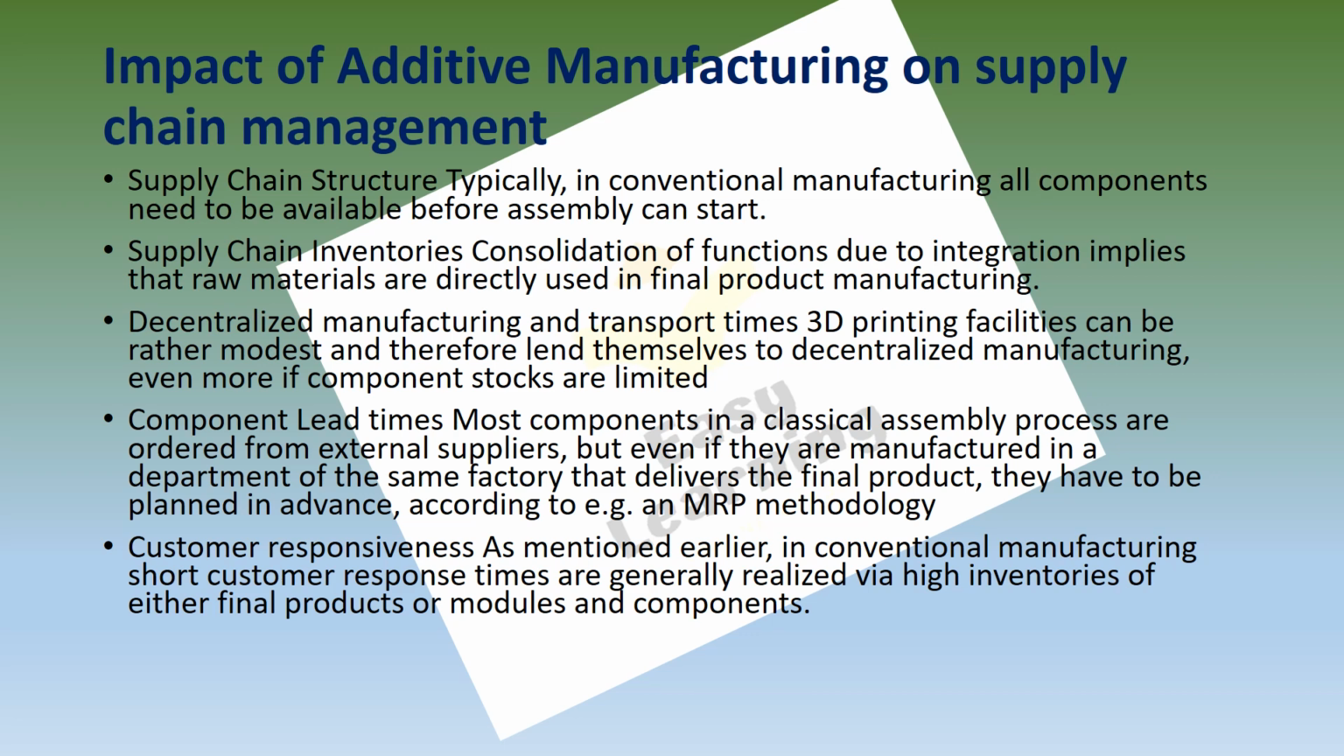Then we have component lead time. So most components are classically assembled and ordered from an external supplier, but even if they are manufactured in a department, it is the same factory that is needed to be delivered. So they are being planned in advance according to a certain MRP methodology, typically components are produced in batches for the reason of efficiency, blowing up the lead time and inventories even further.